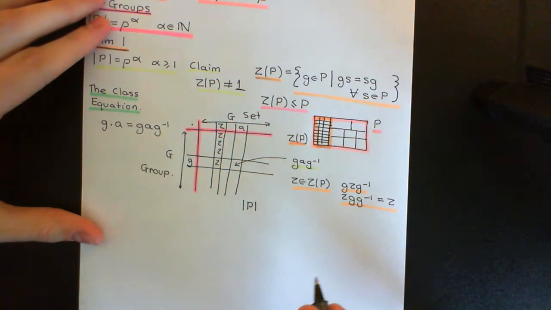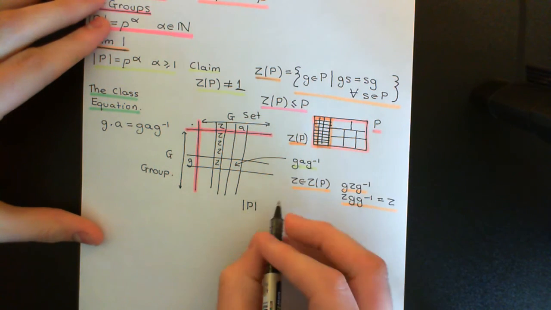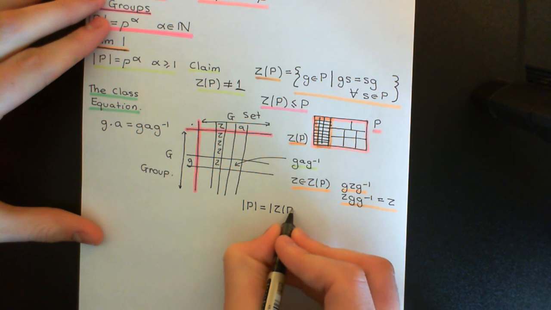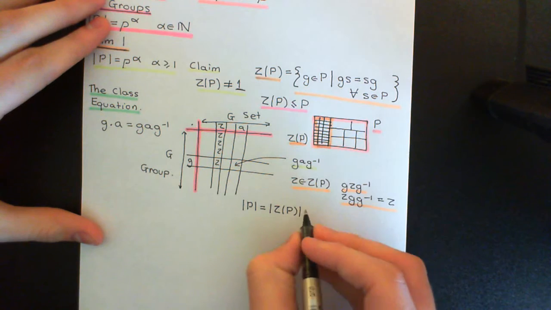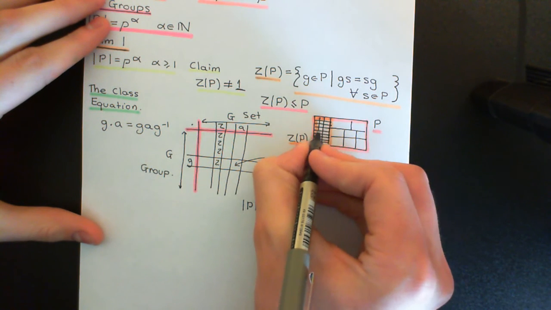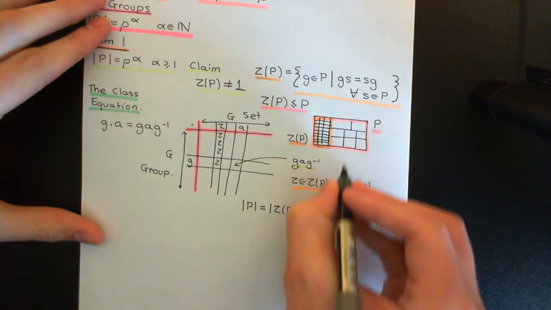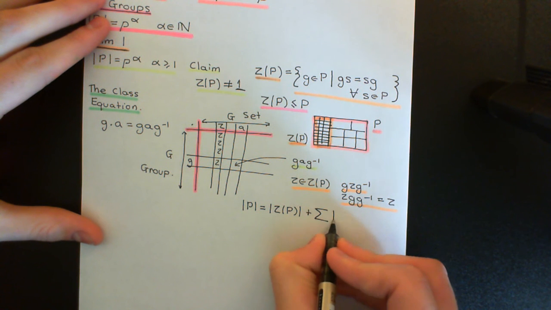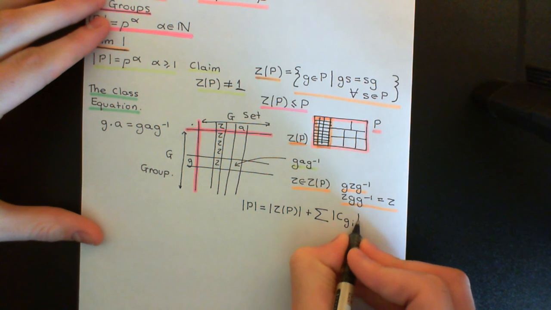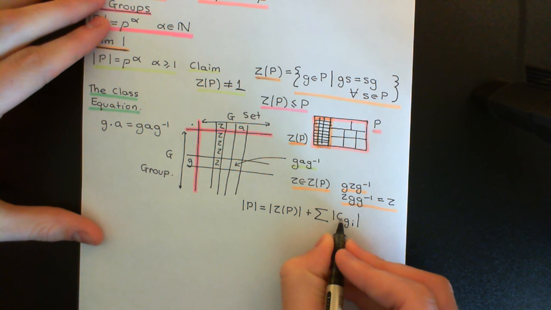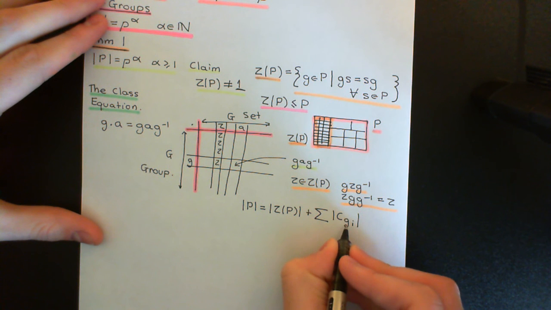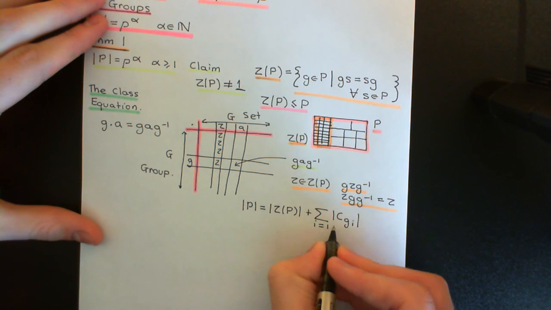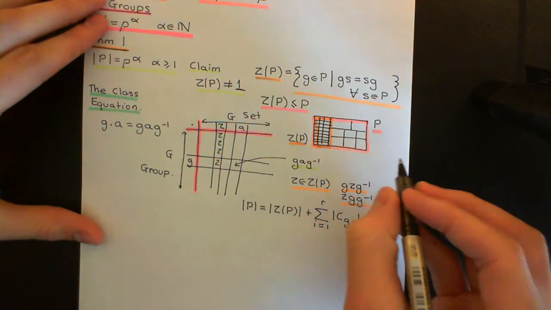and again this can be applied for an arbitrary group, but I'm doing it in the context of my p-group here, the order of the group is equal to the order of the center of the group, so how many elements are in the center of the group, plus the size of all of these non-trivial conjugacy classes. So plus the sum of the size of the non-trivial conjugacy classes, and I'm using this notation here, so C for conjugacy class and then subscript g_i, where these g_i are just going to be representatives of the non-trivial conjugacy classes. So sum from i equals 1 to r.